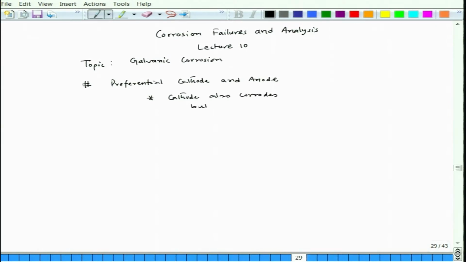but corrosion rate of cathode is very less compared to corrosion rate of anode. Okay.